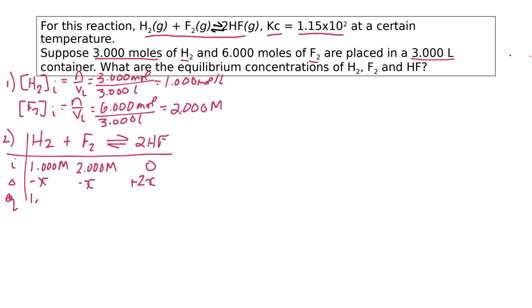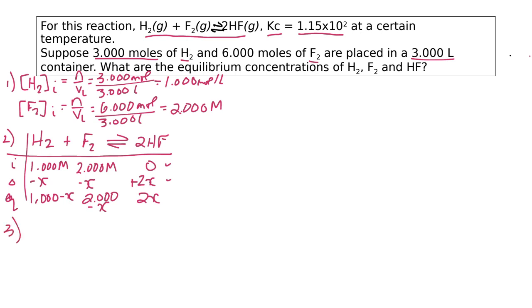So at equilibrium, we have the initial minus the change, and same thing for fluorine. So 2.000 minus x. And then for my product, the initial is 0. And then we apply the change, which now is a plus 2x. So at equilibrium, I just have 2x.